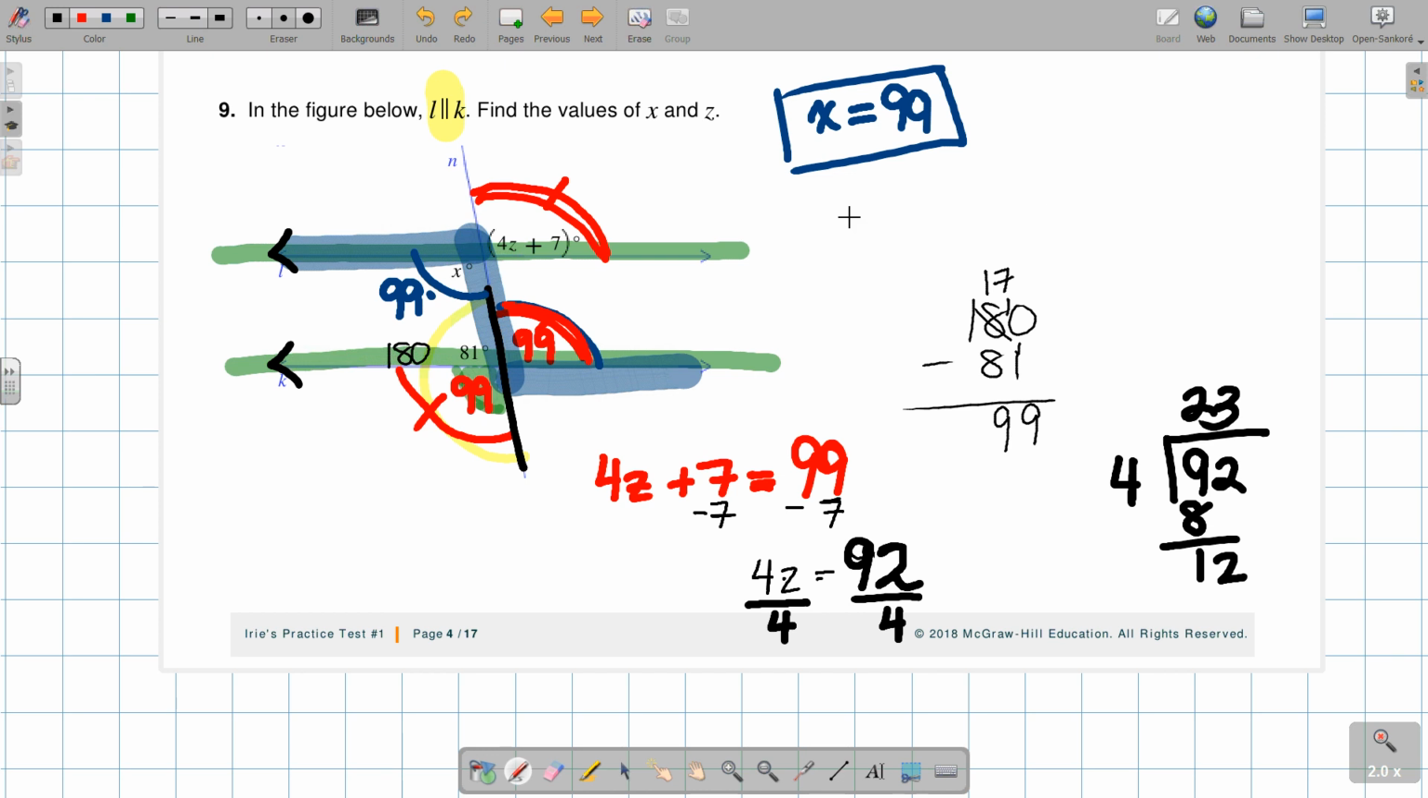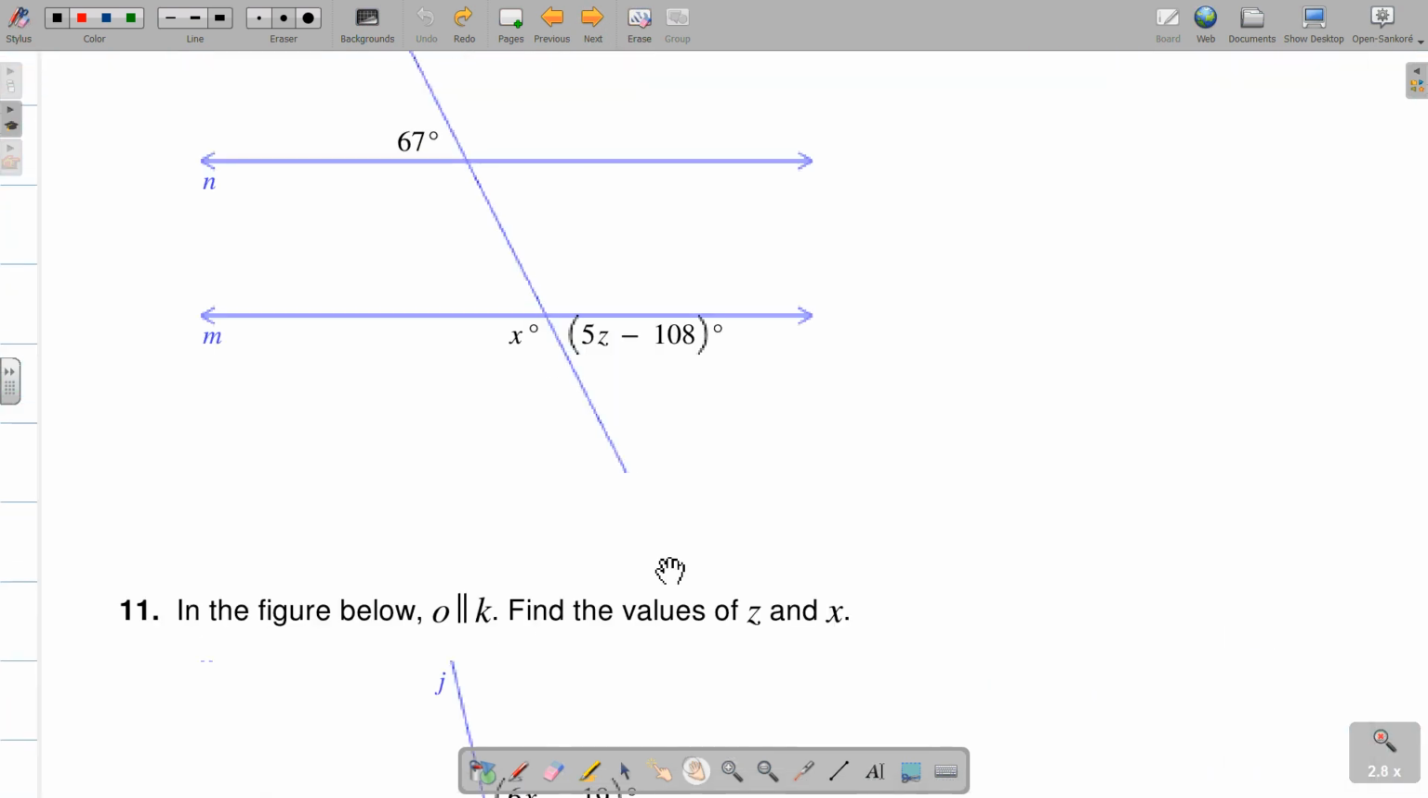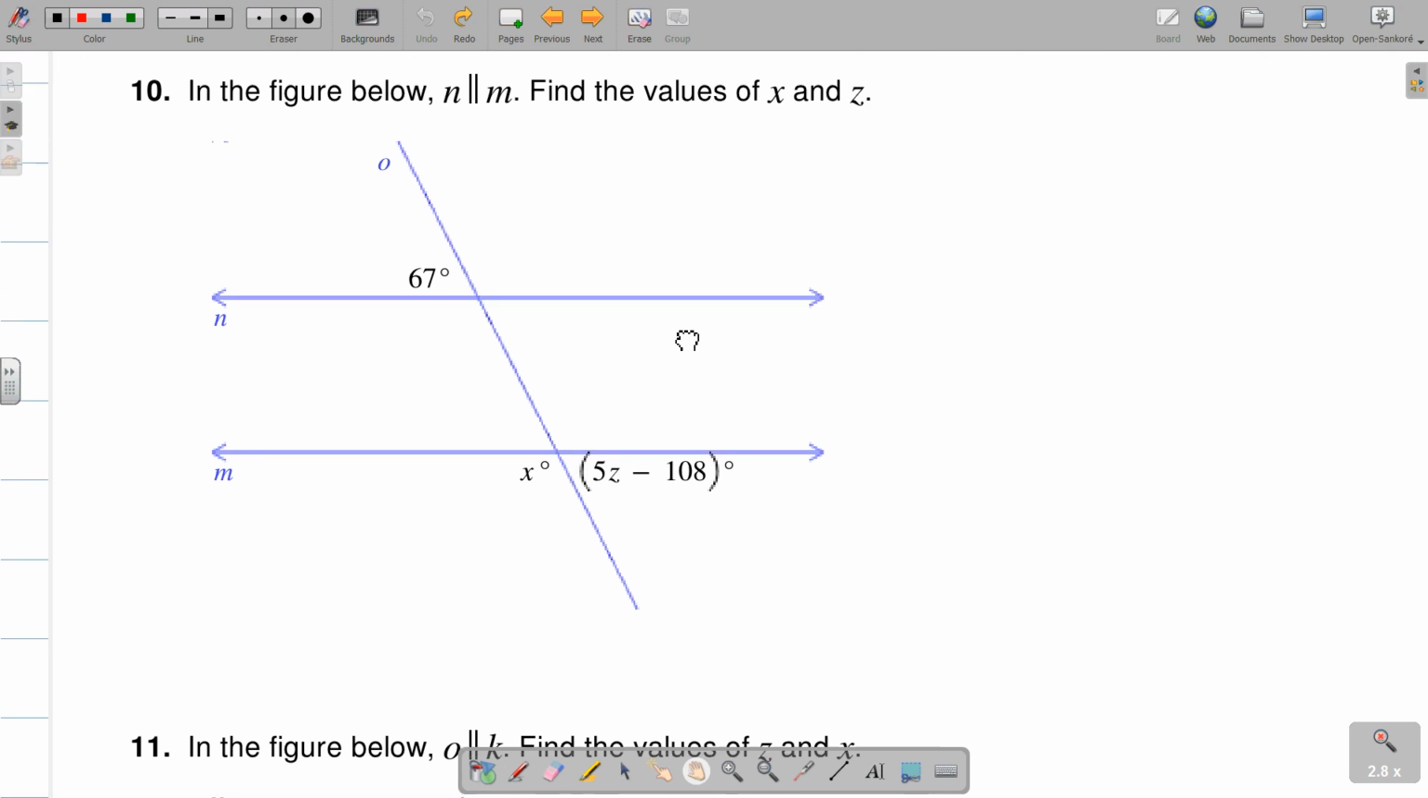So we just solved for Z. Our Z is going to equal 23. I'm going to do 10 with you, and then you're going to do 11 on your own. Let's take a look at what we have here.